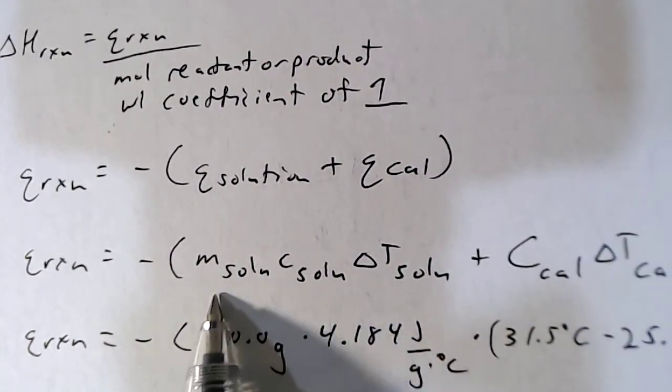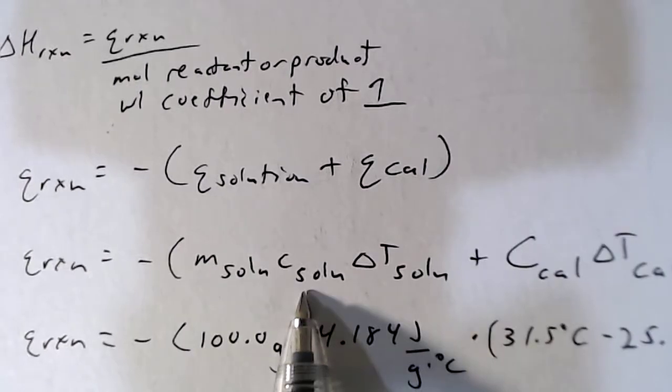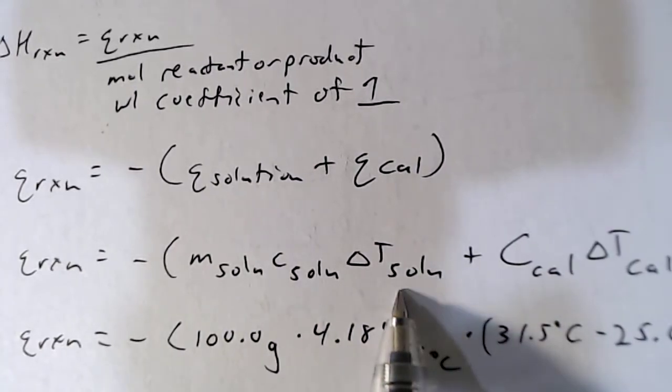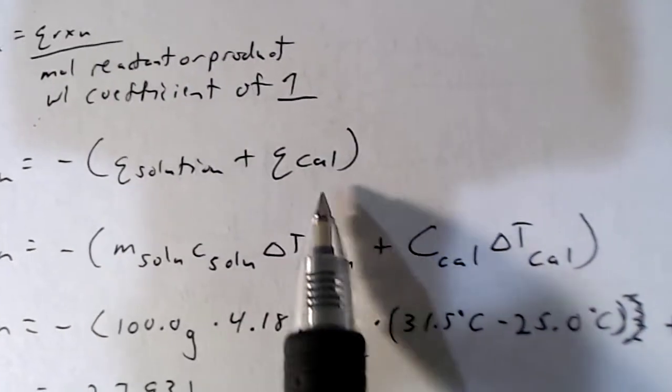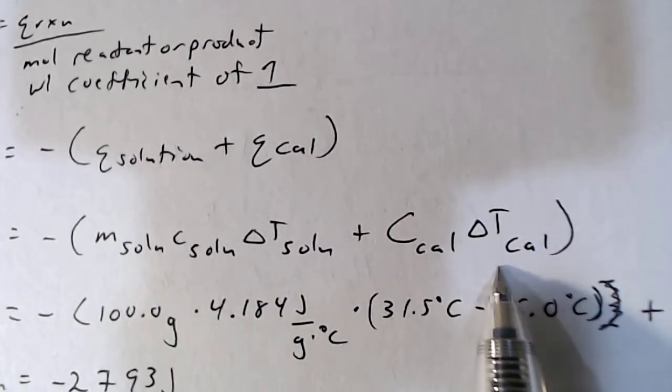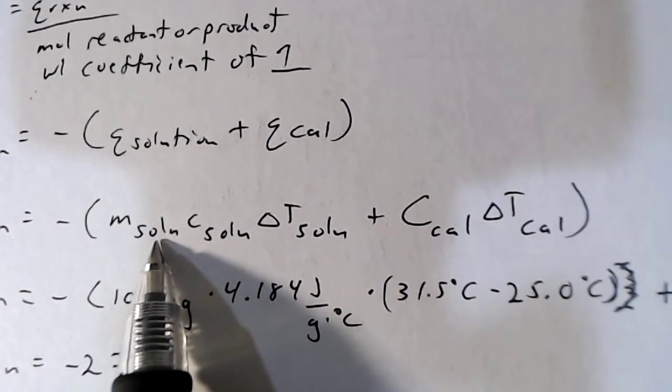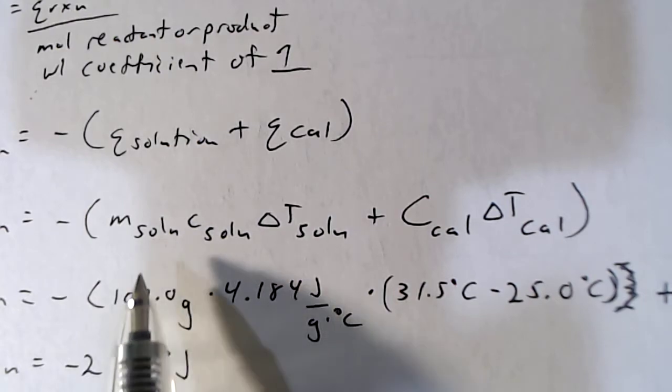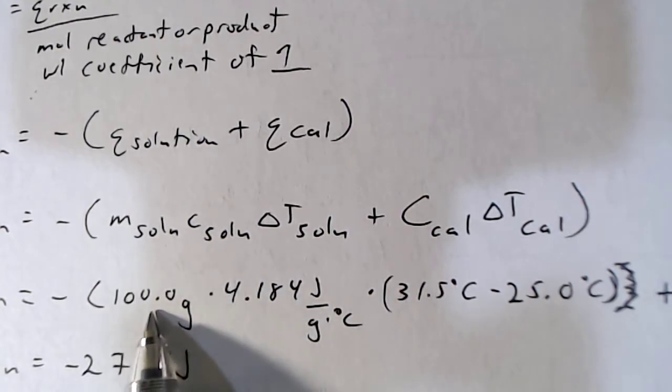The heat of the solution is equal to the mass of the solution times the specific heat of the solution times the change in temperature of the solution. And the heat of the calorimeter is equal to the heat capacity of the calorimeter times the change in temperature of the calorimeter. So you combine 50 grams of the sodium hydroxide solution and 50 grams of the hydrochloric acid solution, a total mass of 100 grams.